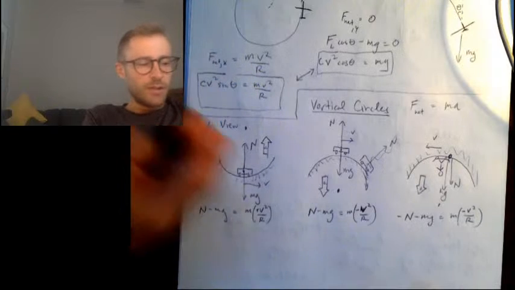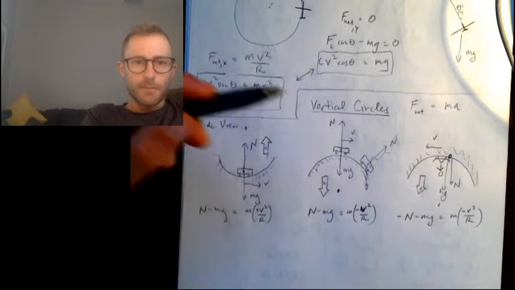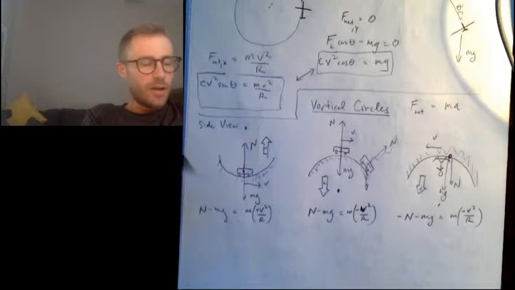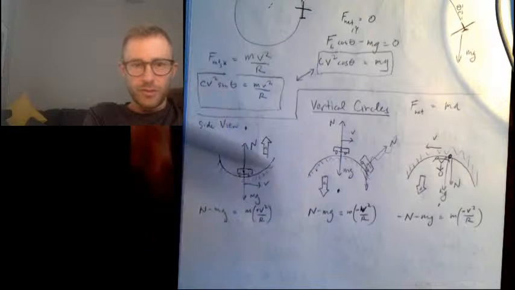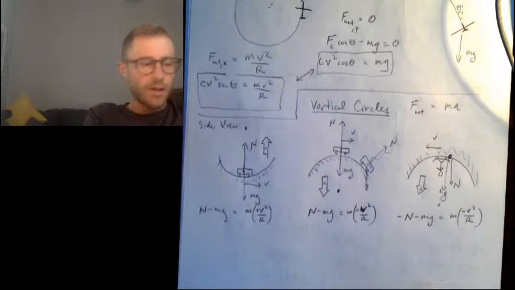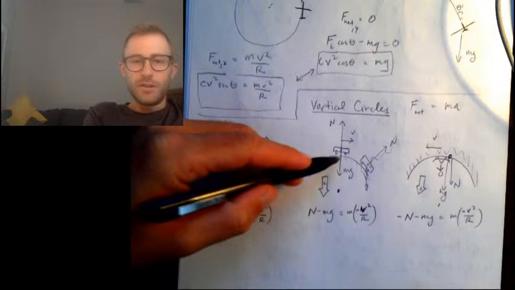I'm going to do an example. Okay. So my point is that the mathematics is really simple, but you just got to get the signs right. Okay. One type of problem that you may be asked to solve is one where you have something at the top of a circle.